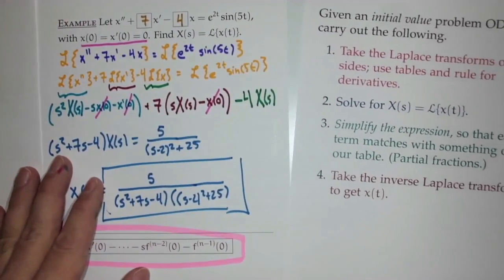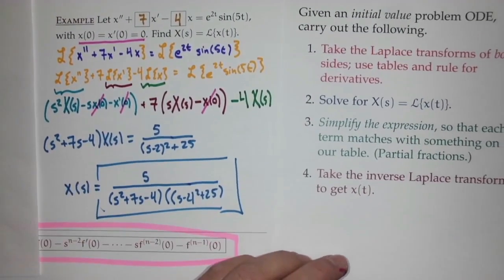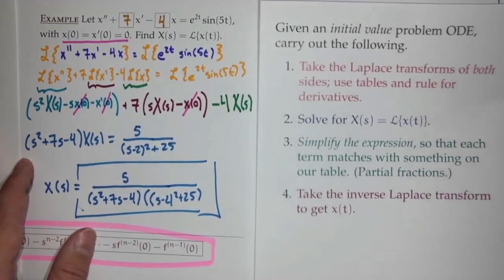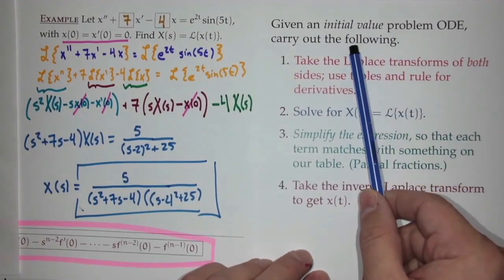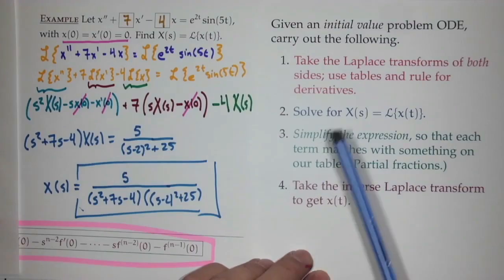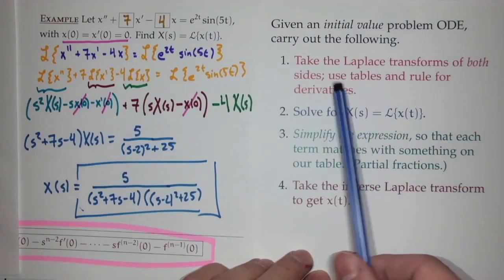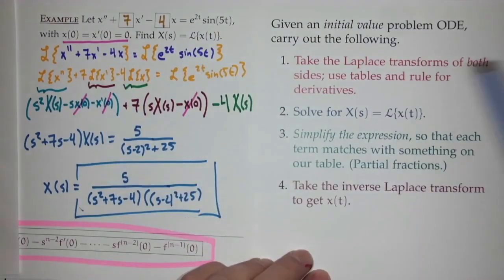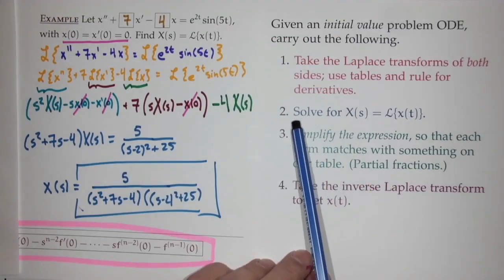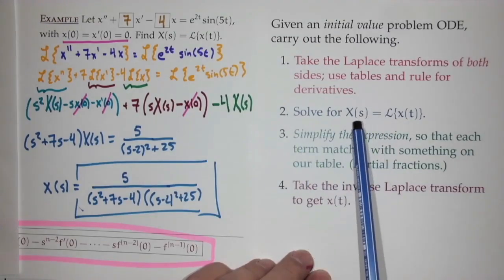Here's the game plan. We're not going to have time to do it today, but we're going to do it next time. If we have an initial value problem, we do the following. We take the Laplace transform of both sides. We use the tables, and we use our rules for derivatives, which will show up on our table eventually. Then we do step 2: we solve for X of s.